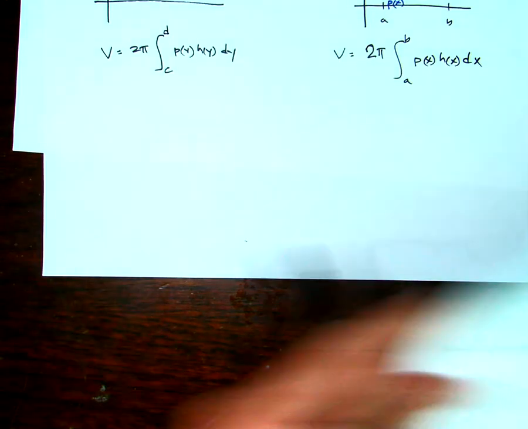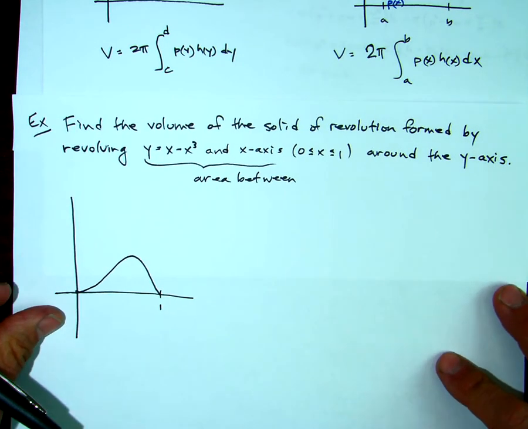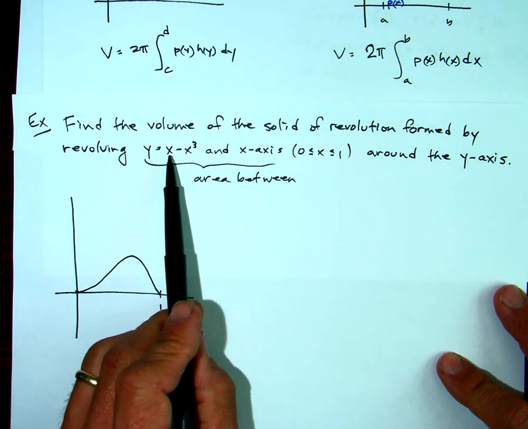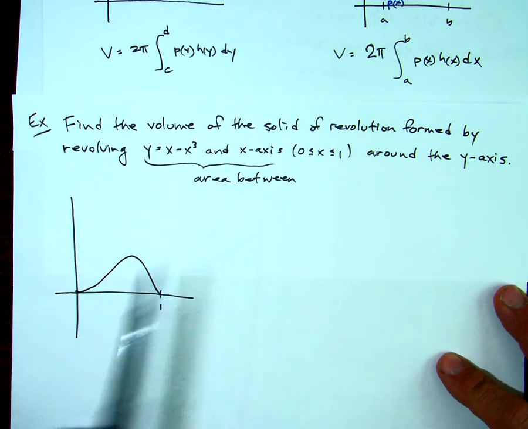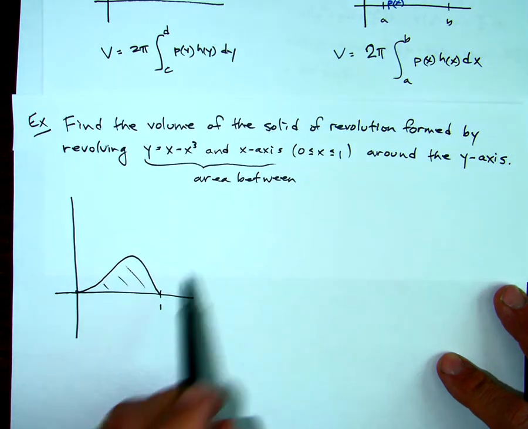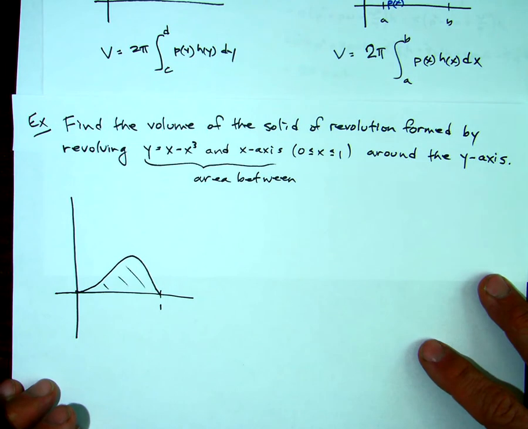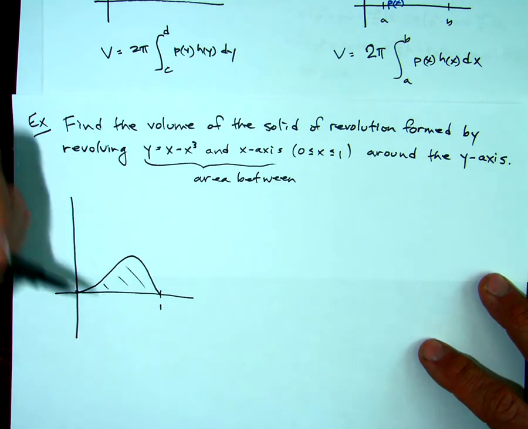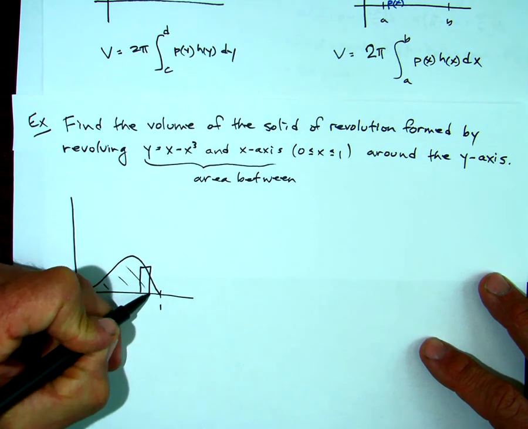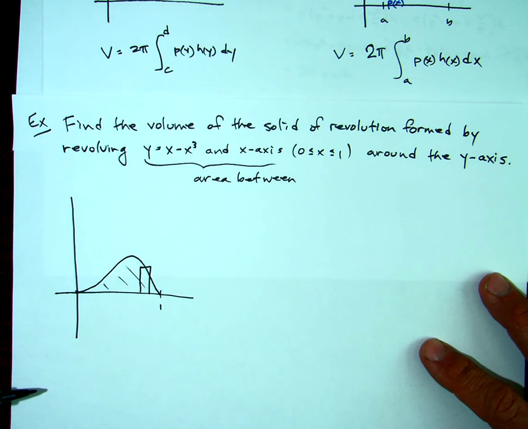Alright, so here's what we've got for the first example. We want to find the volume of the solid of revolution formed by revolving the area between x minus x cubed and the x-axis. It's this area here, from 0 to 1 on the x-axis, and we're revolving around the y-axis. Since we're revolving around the y-axis, let's put in a sample rectangle that's vertical, oriented to be parallel with the y-axis.